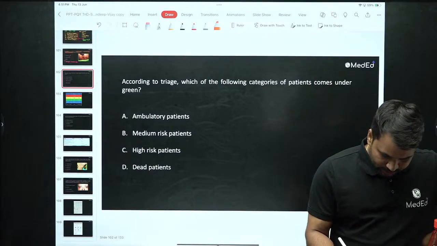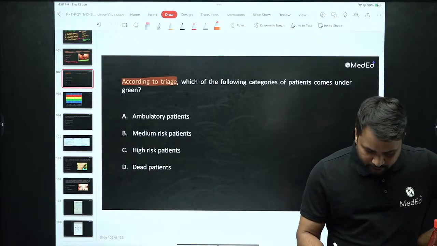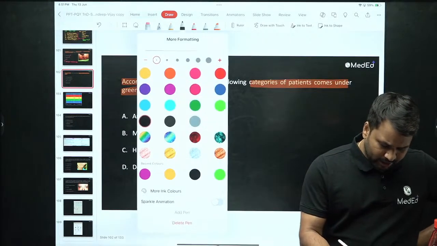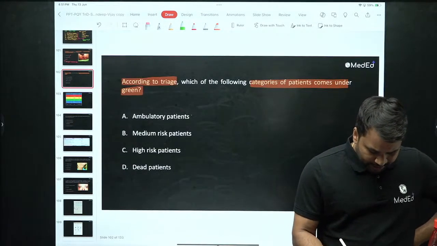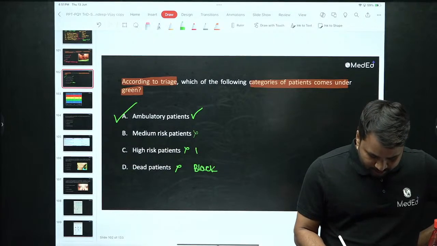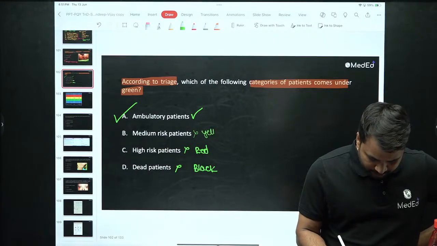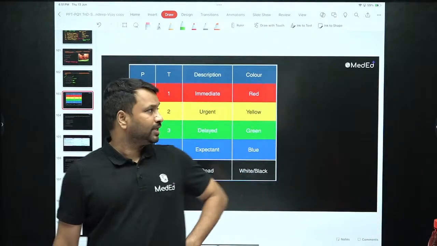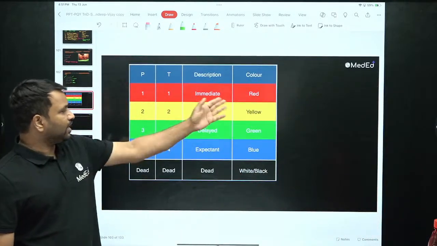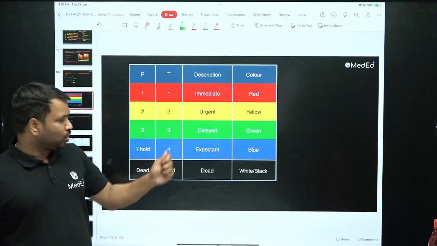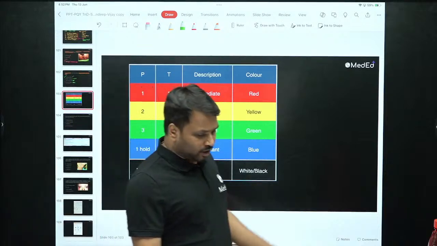Now, the next question, according to the triage, following categories of patient comes under green. Green are the patients who are least important. You can leave them at their own context. So they are ambulatory. They are not medium, high or dead. It is going to be A. Dead is black, right? High risk, it is going to be red. Medium, it is going to be yellow, right? So we have the color coding system which is present right across here. So you have the description. Red means immediate, yellow means urgent, green means delayed, blue is expectant, that means on hold, and black means dead or brought dead.